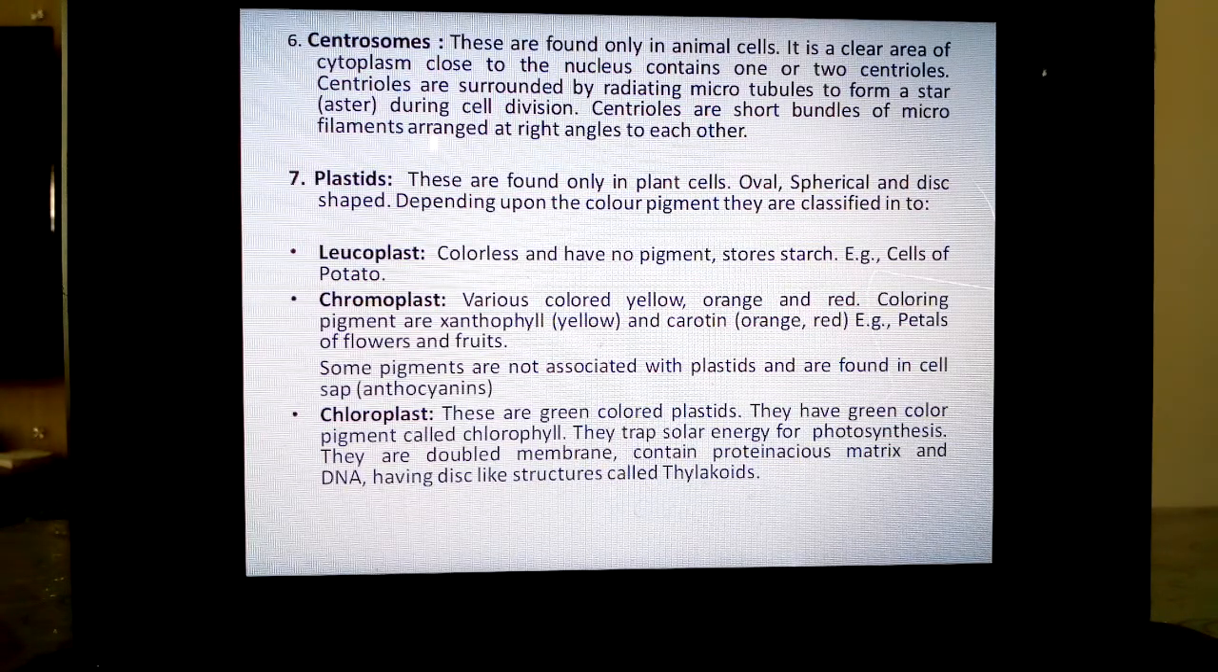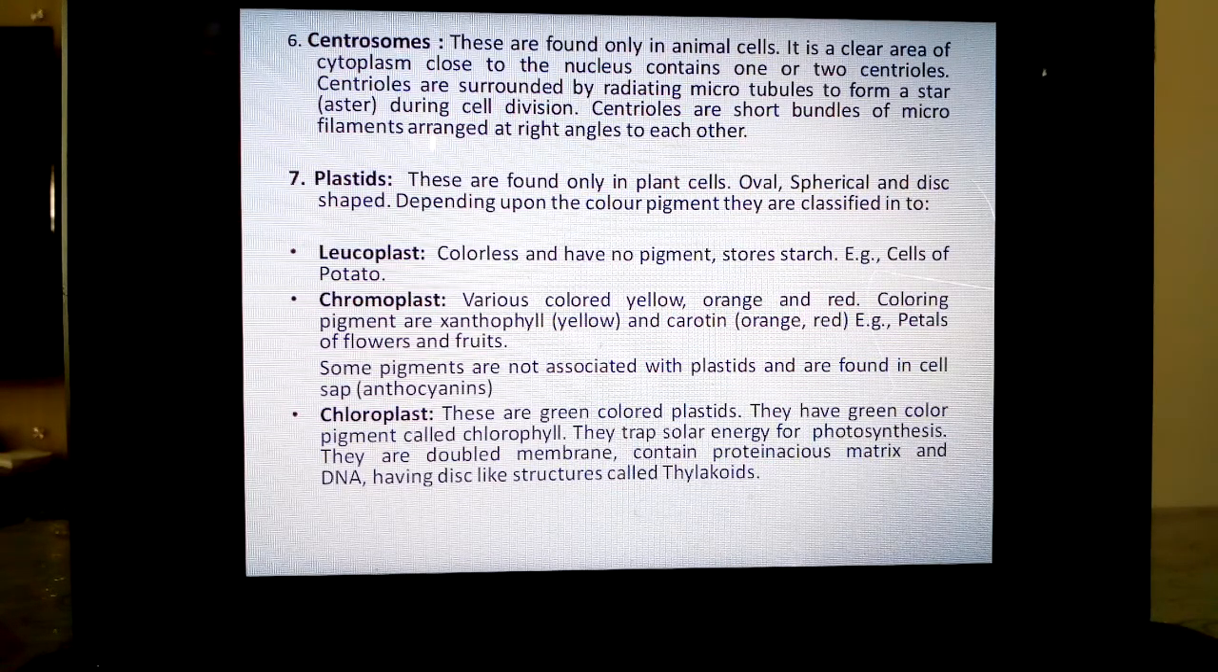You take only one single watermelon, children. Outside it is green. If you cut it, it is white, and inside you have deep red and the seeds are black. See how many colors you find. See, the colorful world is because of these plastids. Got it? The plant world is colorful because of these plastids.